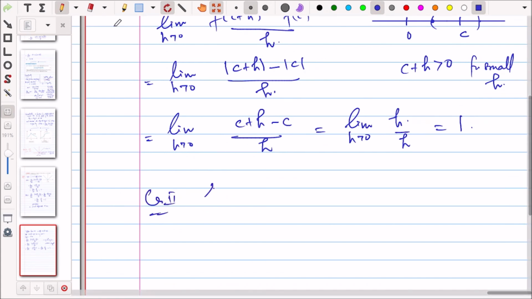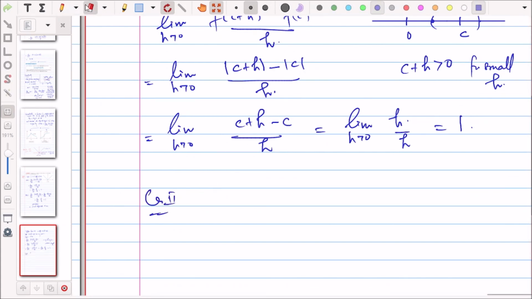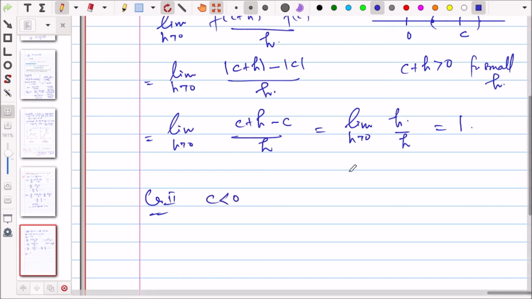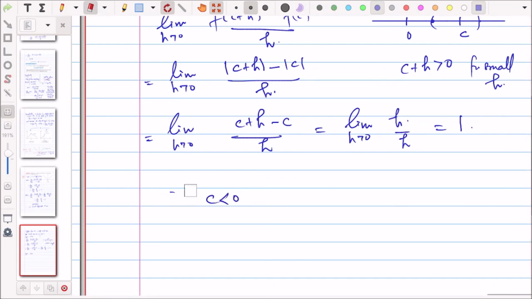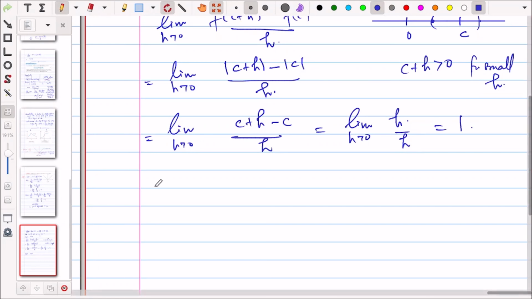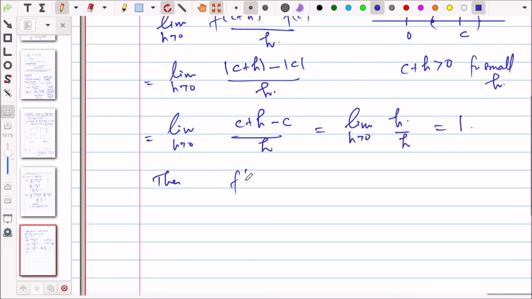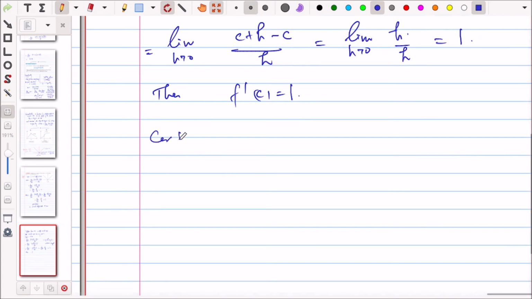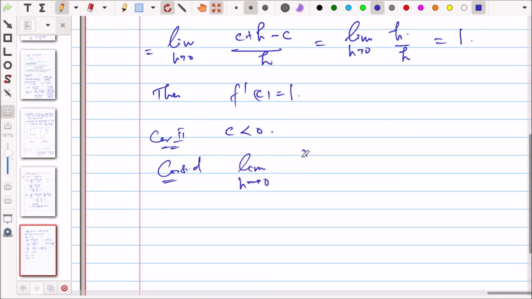Case 2, when c is negative, then you will show that. By definition, f dash c is equal to 1 in case 1. Case 2: c is negative. Consider limit h tends to 0, f of c plus h minus f of c upon h.